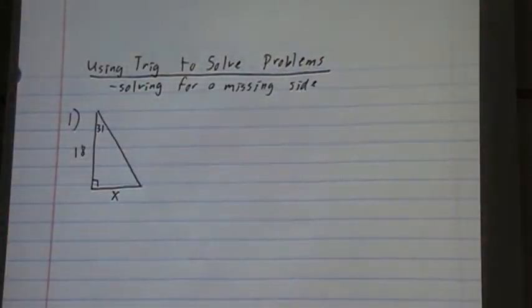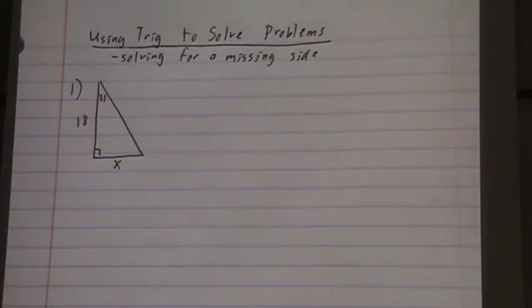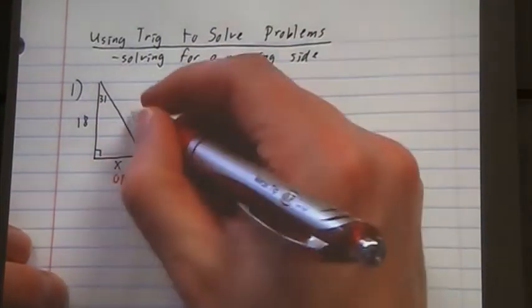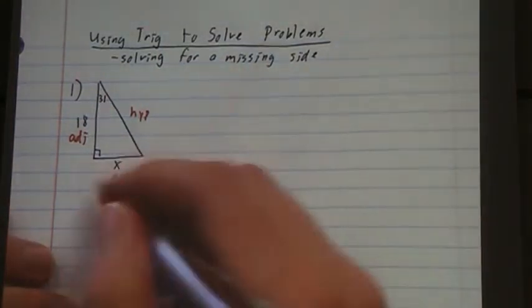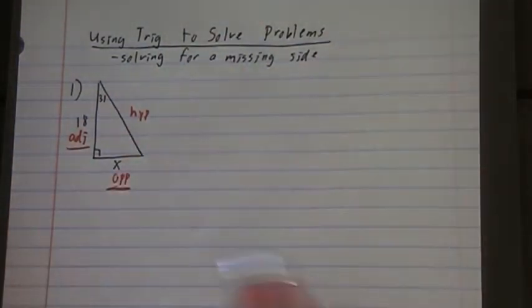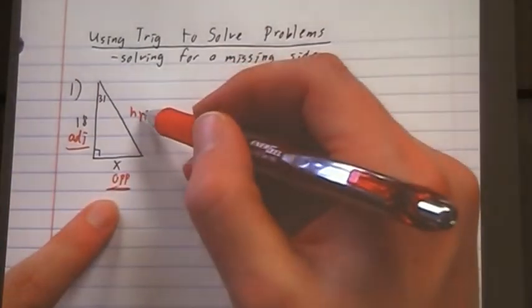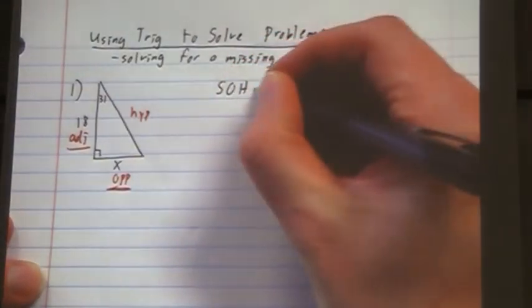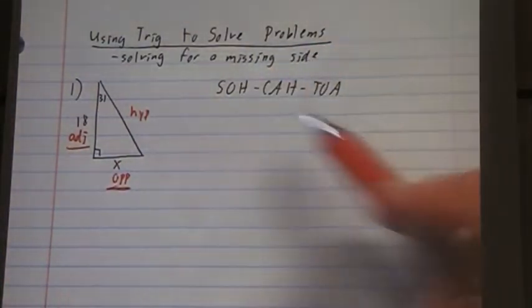So the first thing you're always going to have to do is figure out what parts of the triangle you are going to be playing with. So you do need to label the sides. Opposite, hypotenuse, and this one is adjacent. The sides that we have information on are the opposite side and the adjacent side, with 18, or the one we're looking for, opposite. We don't know the hypotenuse, and we don't care about the hypotenuse. And if we remember our SOH CAH TOA, which one of these would we use? Adjacent, opposite?